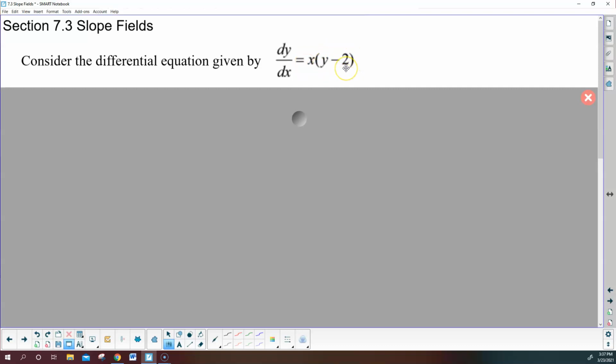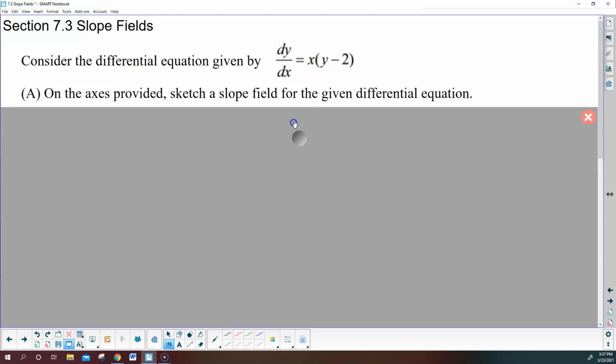Now notice how this one is slightly different than the warm-up. I can isolate the y minus 2. I can divide both sides by y minus 2 and then solve. We're not going to do that yet, but I know that this one is a potentially separable differential equation. Now, what are we going to do? We're going to introduce this idea of a slope field. And we know what slope is, right? Slope is dy dx, but what is this idea of a slope field?